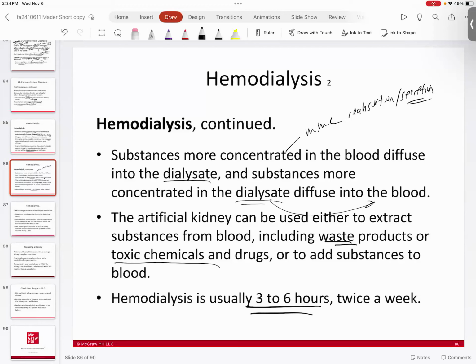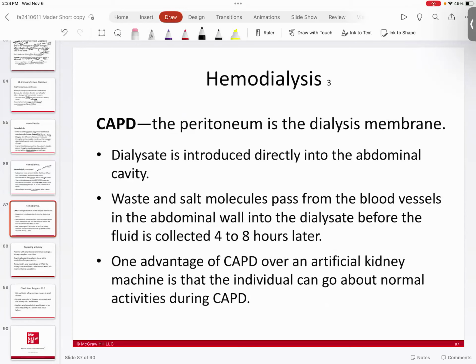So if you think about it, that's a pretty big chunk of your day. 3 to 6 hours, basically twice a week, 2 days out of your week. That's what your day's about, is going and doing dialysis. But if you've got kidney failure, this is the thing that's keeping you alive. So, hey, I can sacrifice 2 days a week if it keeps me alive a little bit longer, right?